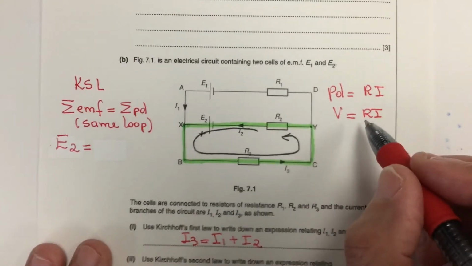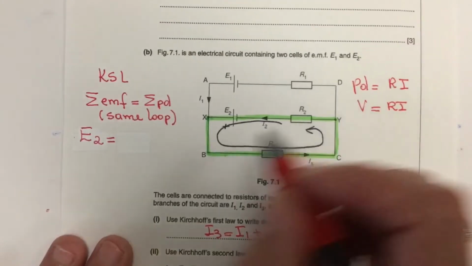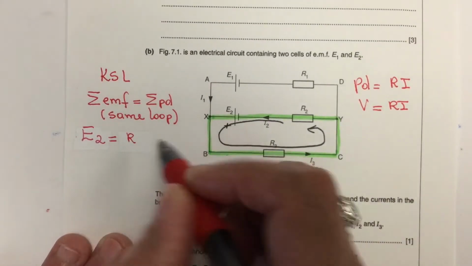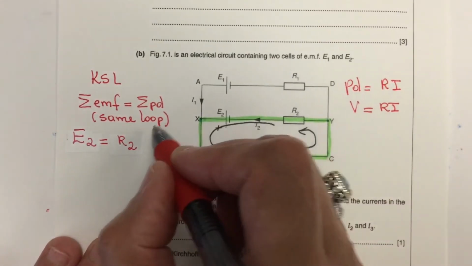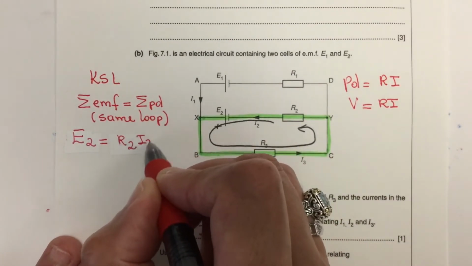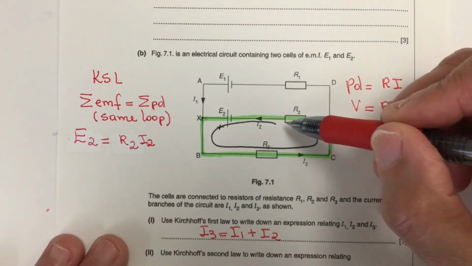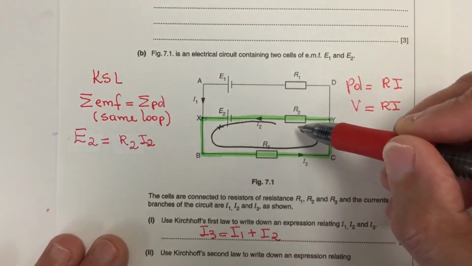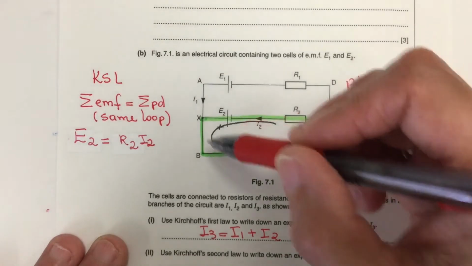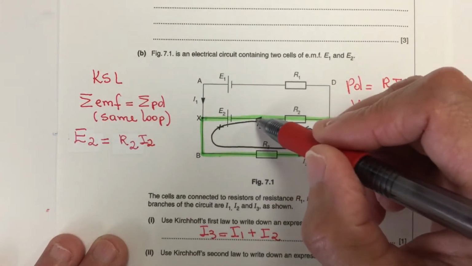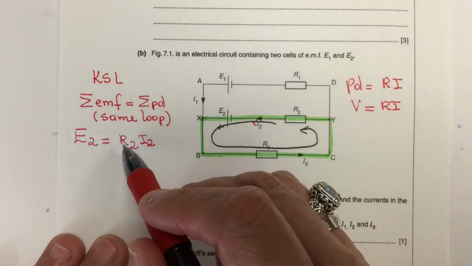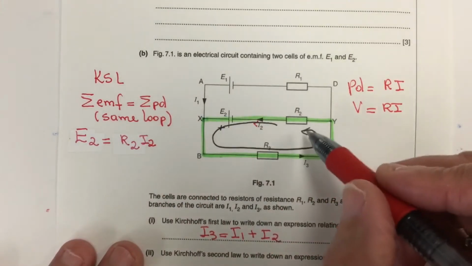Okay, so now my resistance here is R2, and my current is I2. And it's positive because it's the same direction as my loop. So the current and the direction of my loop are the same. So this is positive. Now let's take a look at the next one.